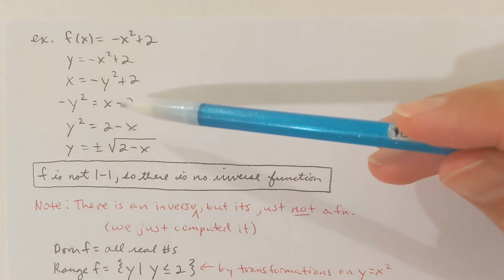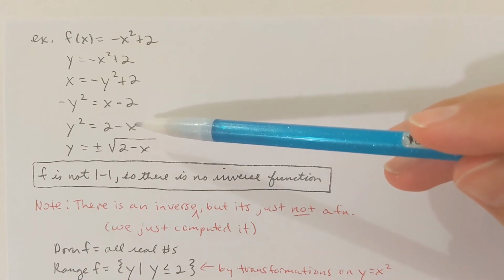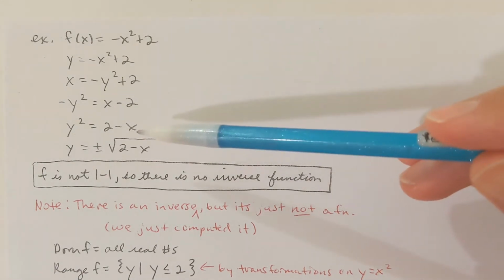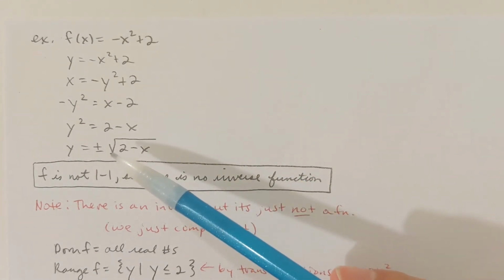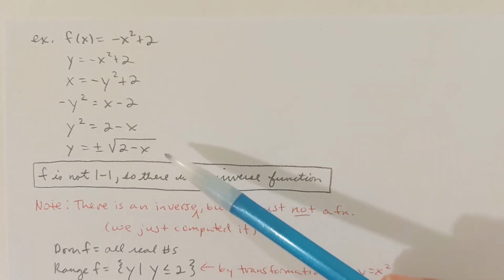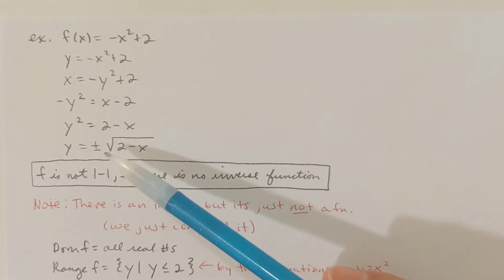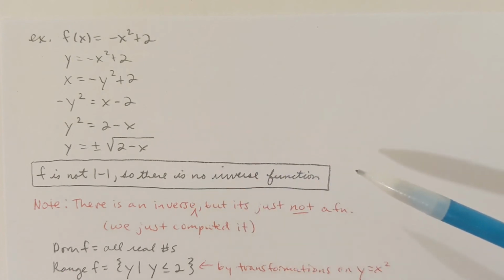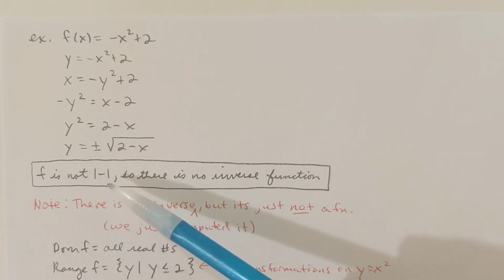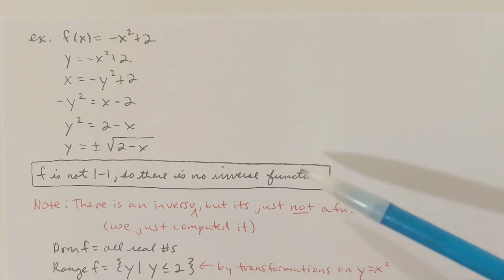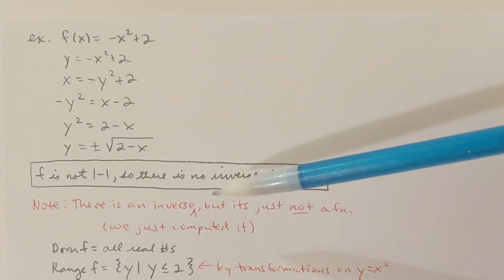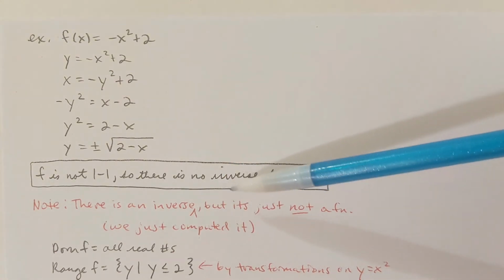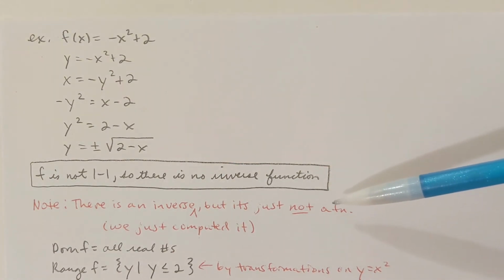Okay, well, I subtract 2 and multiply by -1 on both sides. So y squared is equal to 2 minus x. Y is equal to plus or minus the square root of 2 minus x. The plus and minus there means that the inverse is not a function. F is not 1 to 1, so there is no inverse function. There is an inverse, we just computed it, but it's not a function.